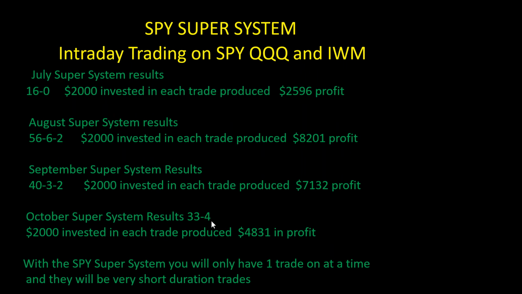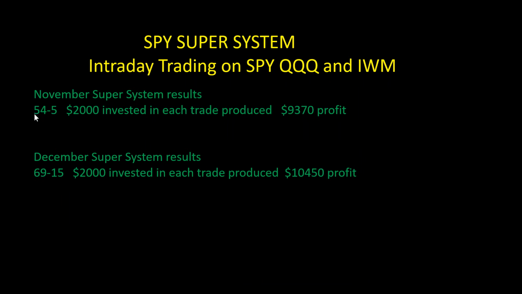October, 33 and 4, $4,800. Again, it's the SPY super system, one trade at a time. Then I've added November, we had 54 and 5, $9,300, and in December it was 69 and 15. Again, quite a few trades, but quite a few losses, but a little over $10,000 in profits. Now, it's important to remember that these are the trades that I took, all right? Because I don't post them. I tell you, it's setting up, I'm taking a trade. Each trader is going to be responsible for their own trades and using this methodology, because it's very, very quick.